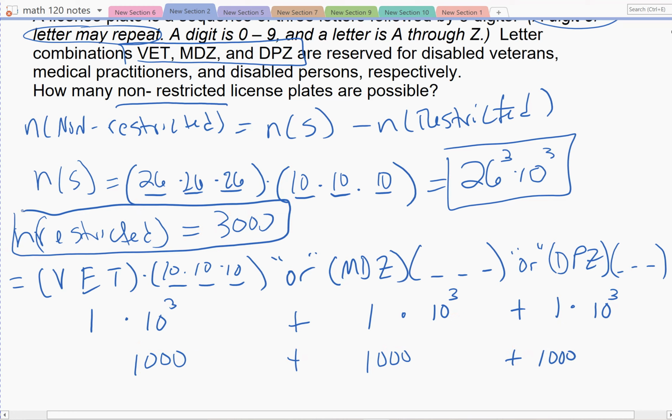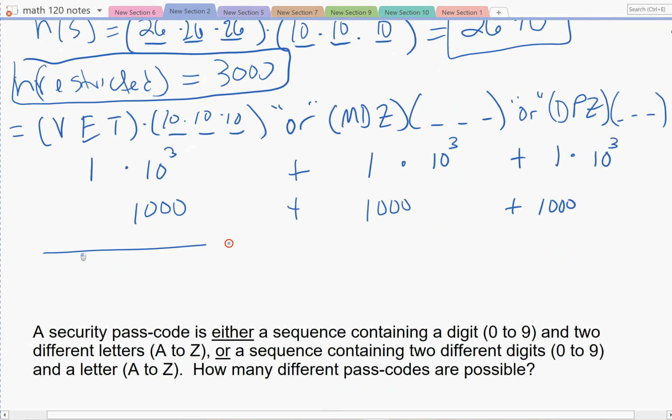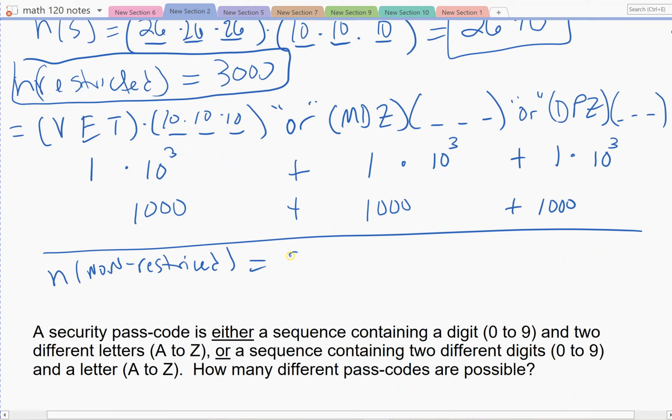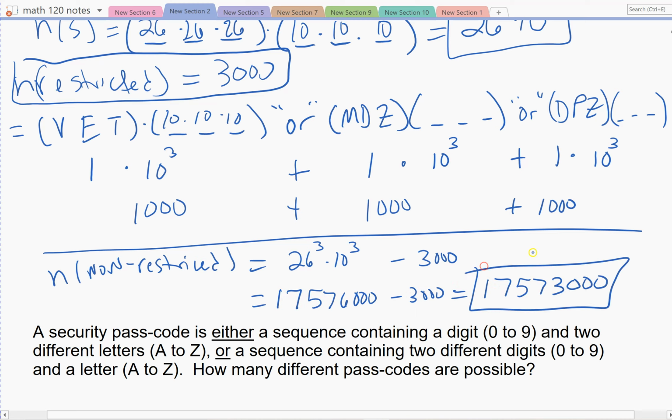Right, those are the plates I don't want. I want to leave off those specific restricted plates, and what's left over. All right, so to figure out what I'm actually looking for, the number of non-restricted is my universal set, which is 26 cubed times 10 cubed, minus the 3,000 restricted plates I want to throw out, right? I don't want those. I want the non-restricted license plates. Well, that's a really big number. If you multiply that out, that's 17,576,000 minus 3,000, and so it comes down to 17,573,000, and that's the answer we're looking for.